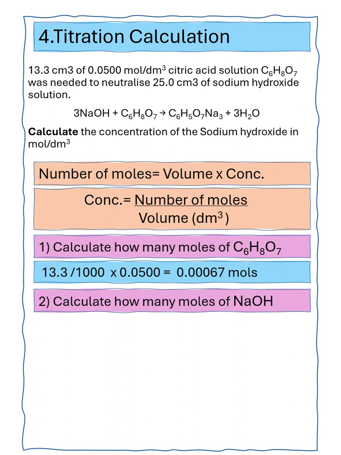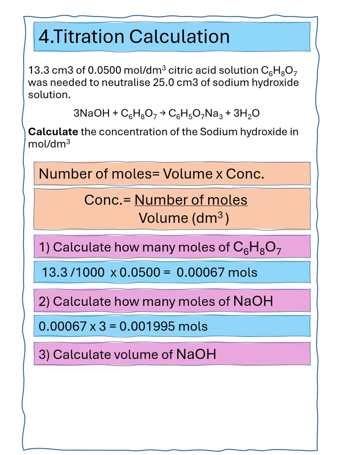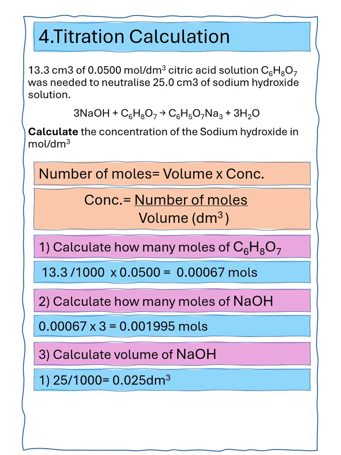Looking at the equation, we've got 3 times the amount of sodium hydroxide as we've got the citric acid. So we multiply the number of moles of citric acid, 0.00067 by 3 to tell us the number of moles of sodium hydroxide. We can then calculate the volume of sodium hydroxide in decimeters cubed. So we know we've got 25 centimeters cubed. So we divide that by 1,000 to turn that into decimeters cubed.